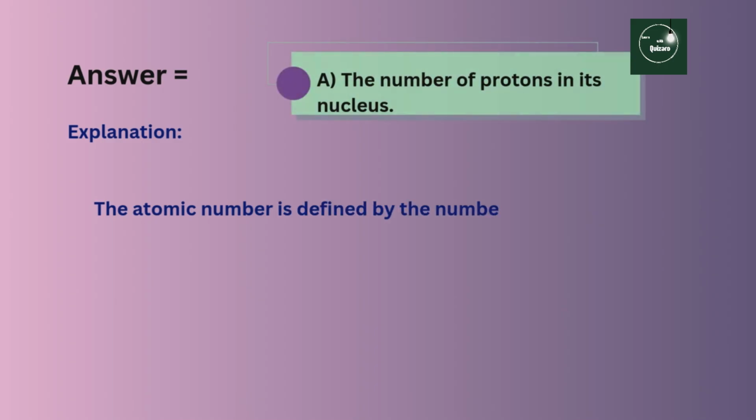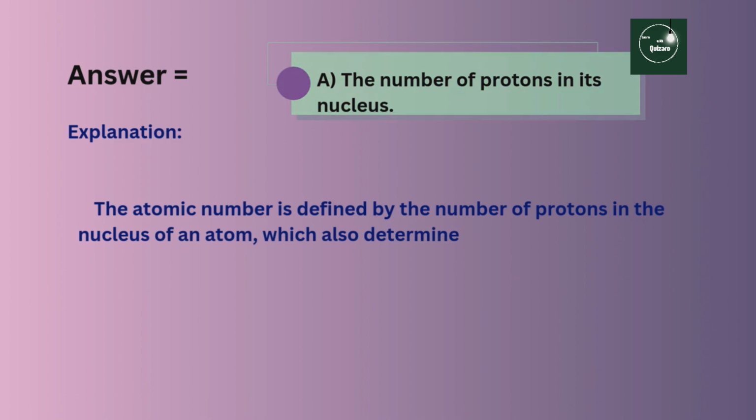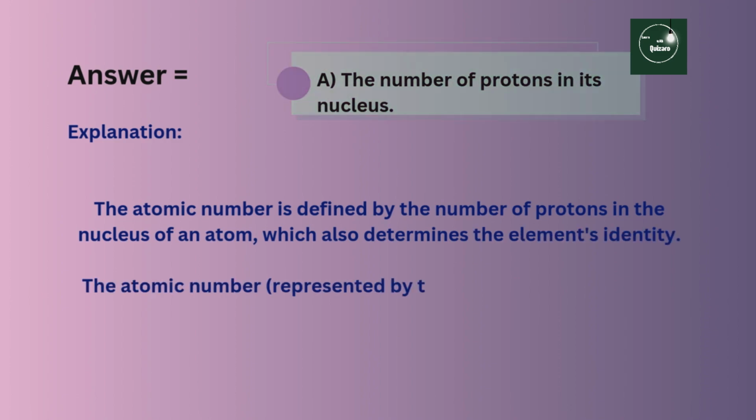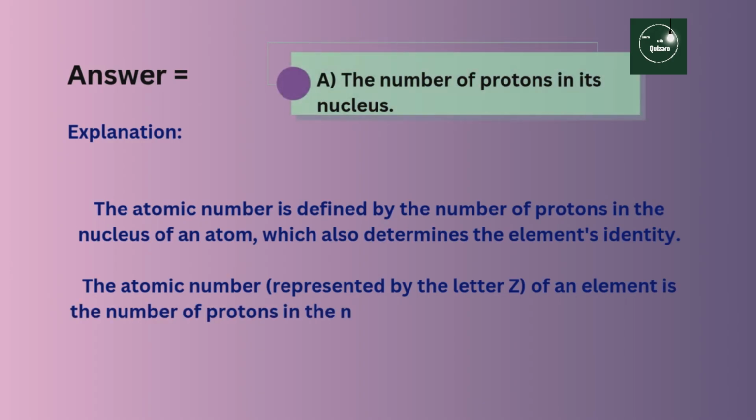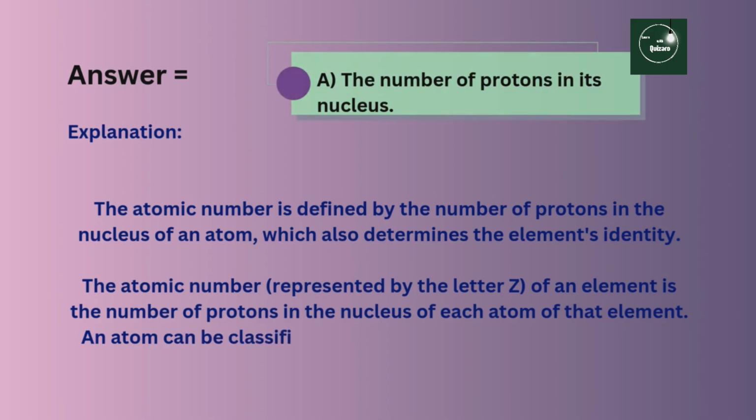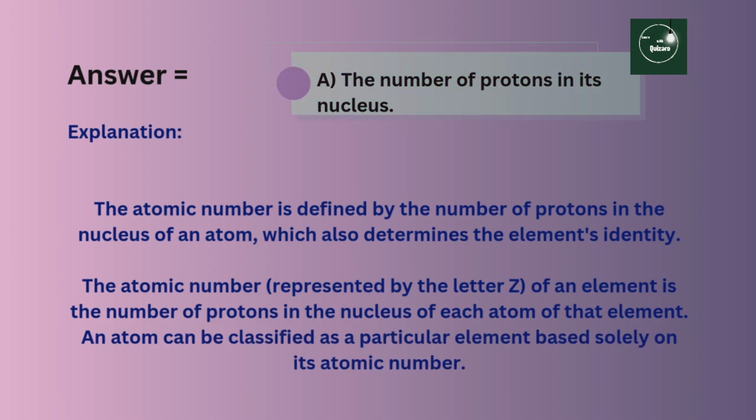Answer is A. The number of protons in its nucleus. The atomic number is defined by the number of protons in the nucleus of an atom, which also determines the element's identity. The atomic number, represented by the letter Z, of an element is the number of protons in the nucleus of each atom of that element. An atom can be classified as a particular element based solely on its atomic number.